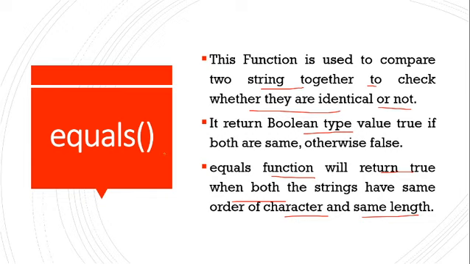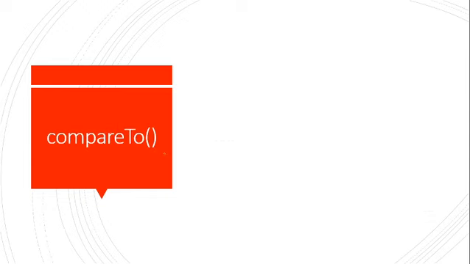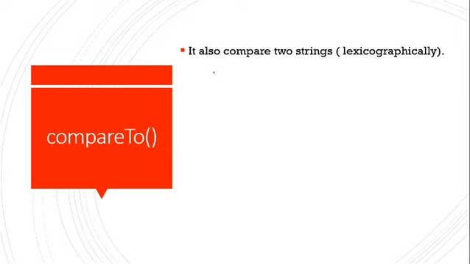But the main function that is very important that you have to understand is compareTo, because in examinations it is asked many times: give the output of the following code, and they will use the compareTo function and you have to give the output. So it's very important and very necessary to understand the compareTo function. Now see, like the equals function it also compares two strings, but lexicographically. One term is there, lexicographically. What is the meaning of this?